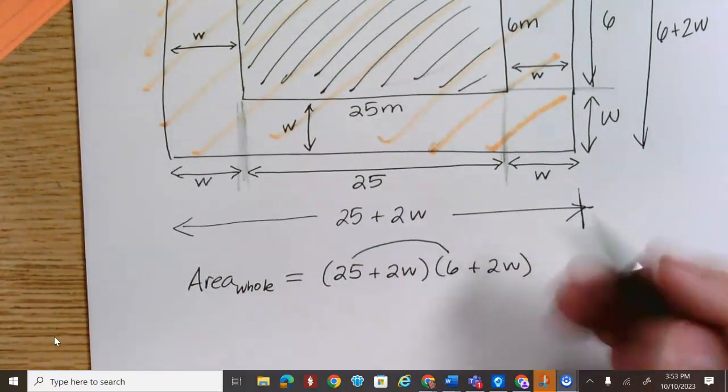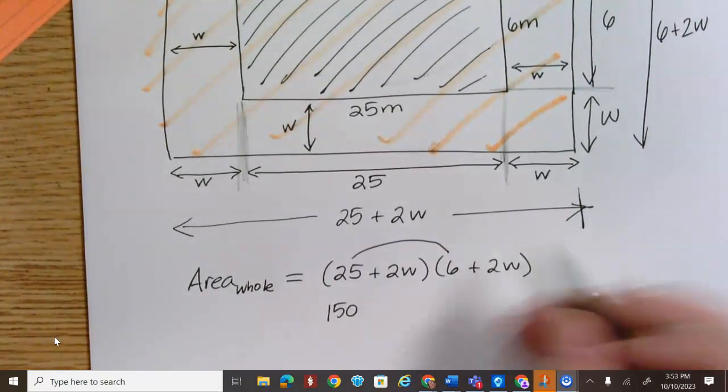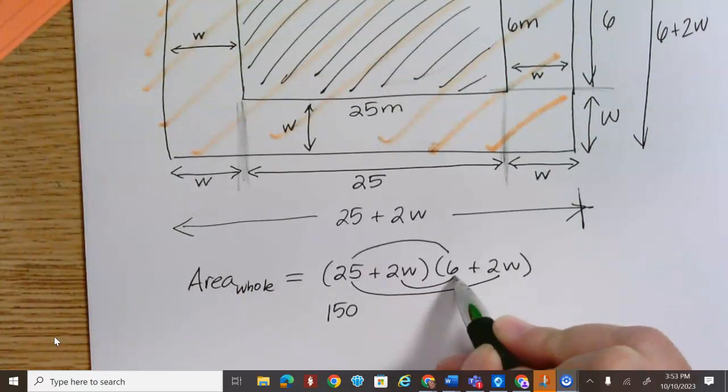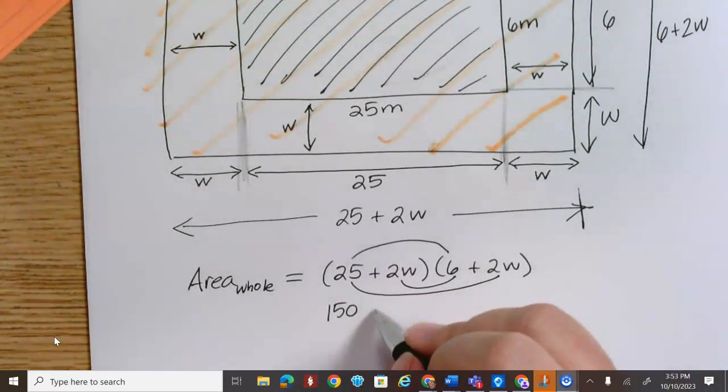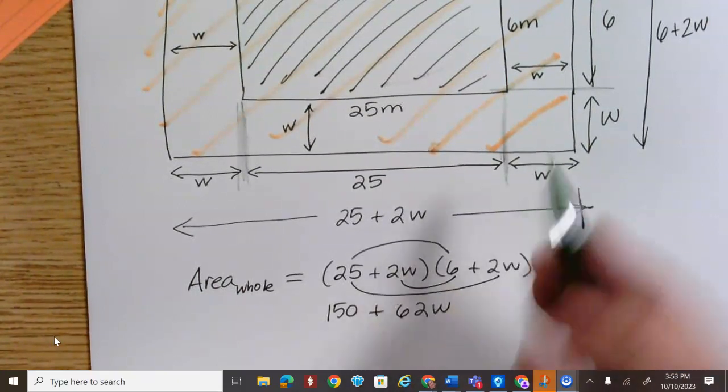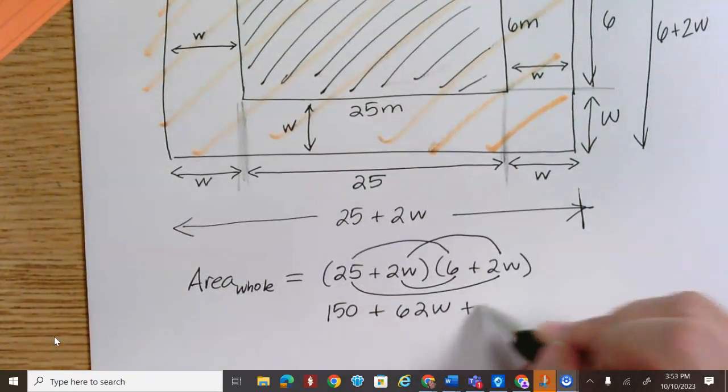25 times 6 is 150. 25 times 2W is 50W. 2W times 6 is 12W, so that's going to add together to be 62W. And then 2W times 2W is 4W squared.